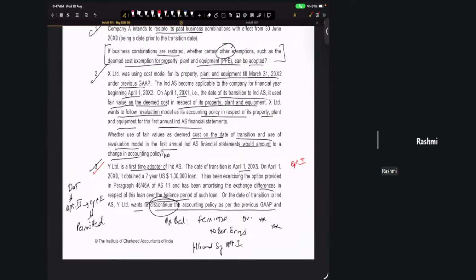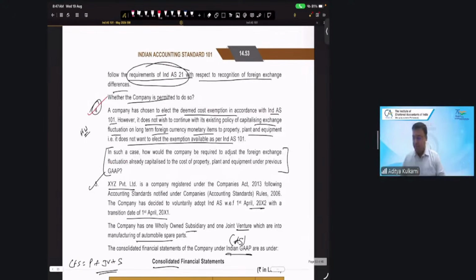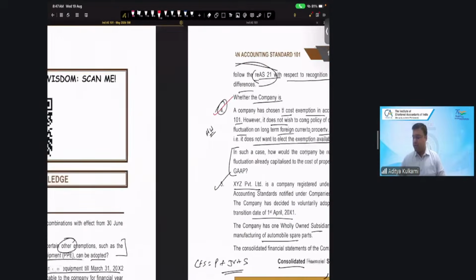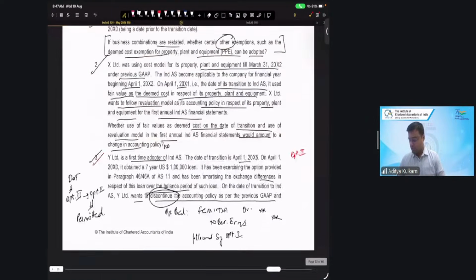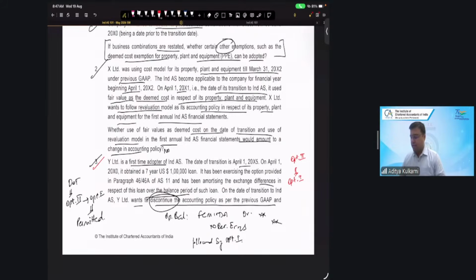Option 2. Yes. On the date of transition to Ind AS, Y Limited wants to discontinue the accounting policy as per previous GAAP and follow the requirements of Ind AS 21. Whether it is permitted to do so? Yes, sir. You are always permitted to do the right thing. So from option 2, it wants to move to option 1, permitted.